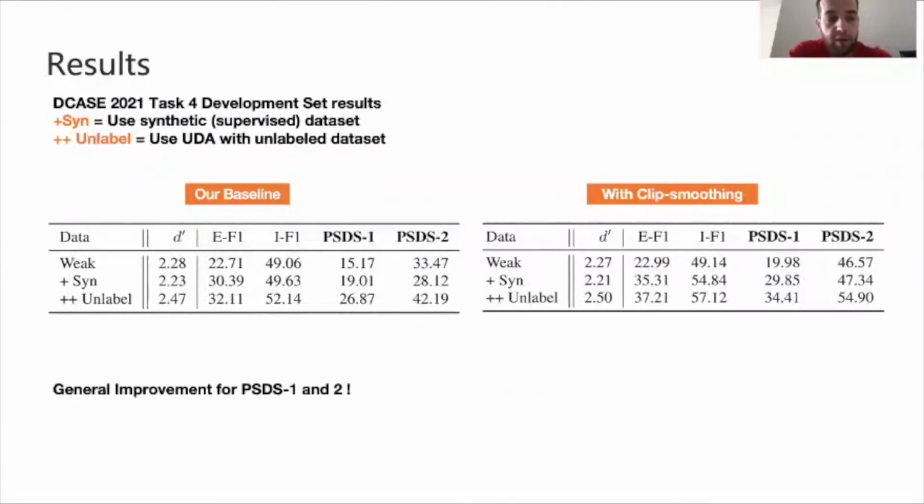Then to the results. Here we can see on the left side the baseline, and on the right side the proposed clip smoothing. From the baseline, we have three types of data: weak, synthetic, and unlabeled. We always add them up in a row. As we can see from the results, clip smoothing overall improves performance. UDA also improves performance, for both our baseline and the proposed clip smoothing framework. So we get a nice performance boost for PSDS 1 and 2, and also for the event metrics, for all metrics actually.